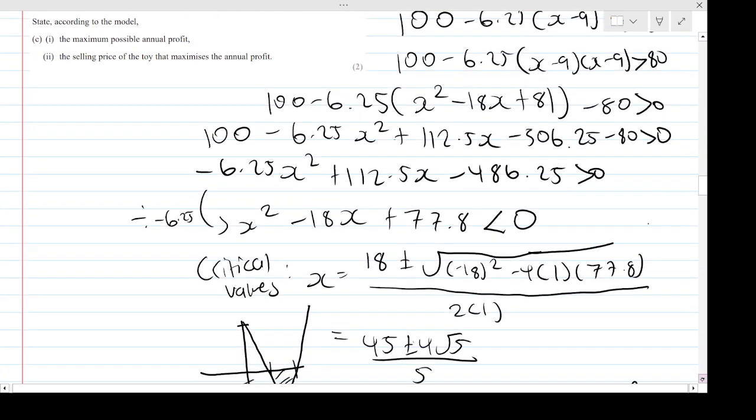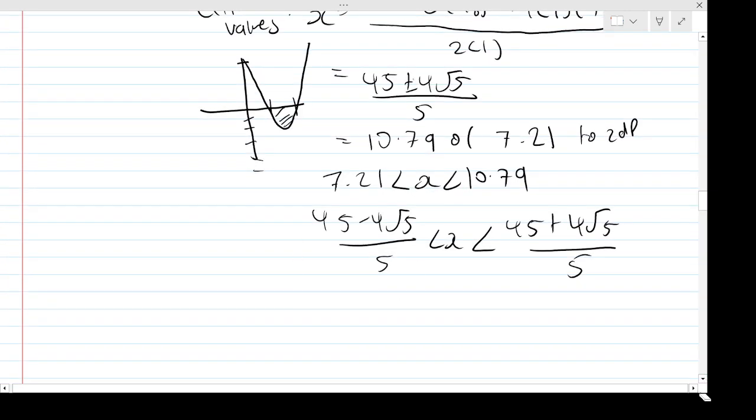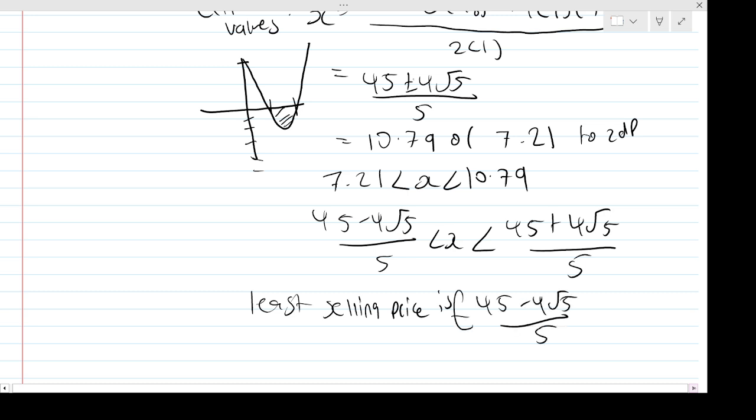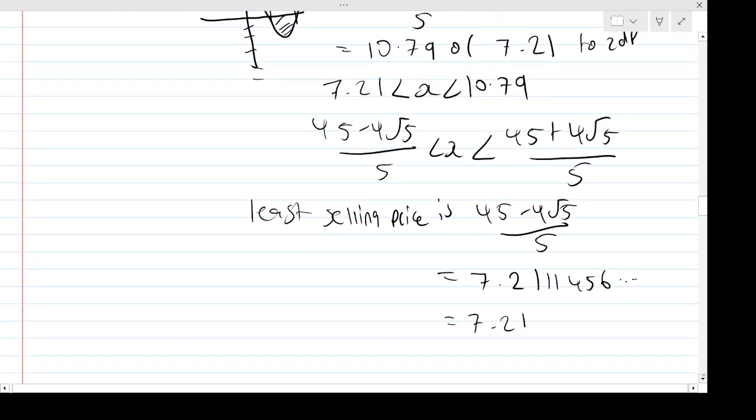Really it's going to be this value here, isn't it? It's going to be this 45. So the least selling price is 45 minus 4 root 5 over 5 pounds. But then as a decimal, because that's an awkward number, remember, that's going to be 7.2111456, and so on. But as in pounds, you're going to want to leave it at 7.21.